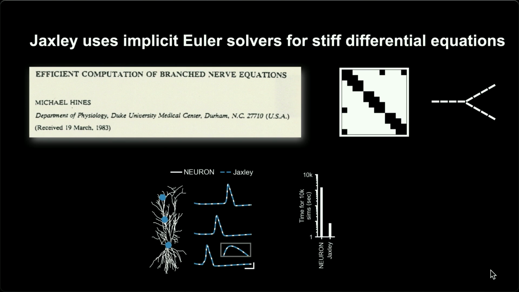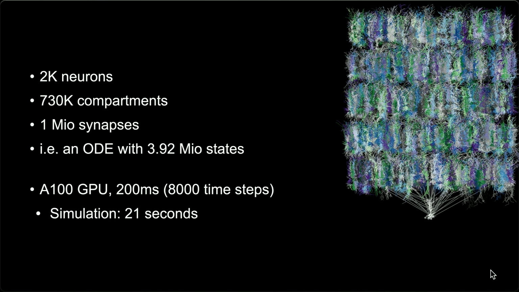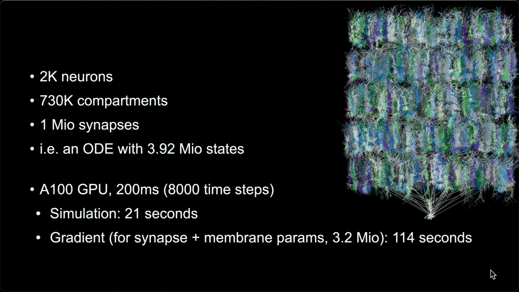The difference is that you can call it in the JAX deep learning framework, and it will take care of doing things efficiently in parallel on GPUs or TPUs without you having to worry about these things. So depending on the question, this can be much faster than a CPU implementation. As one example, not this particular model, but a model with 2,000 neurons, 700,000 compartments and 1 million synapses would give you an ordinary differential equation with roughly 4 million states, because we use 4 gating variables for each of them. If you simulate this in Jaxley on a single A100 GPU, a simulation of 200 milliseconds, discretized into 8,000 time steps, would take 21 seconds, and computing the gradient for all 3.2 million parameters would cost 114 seconds.